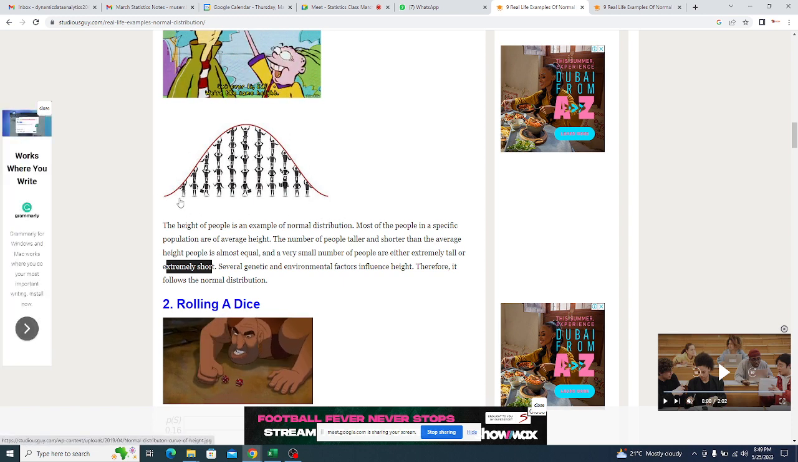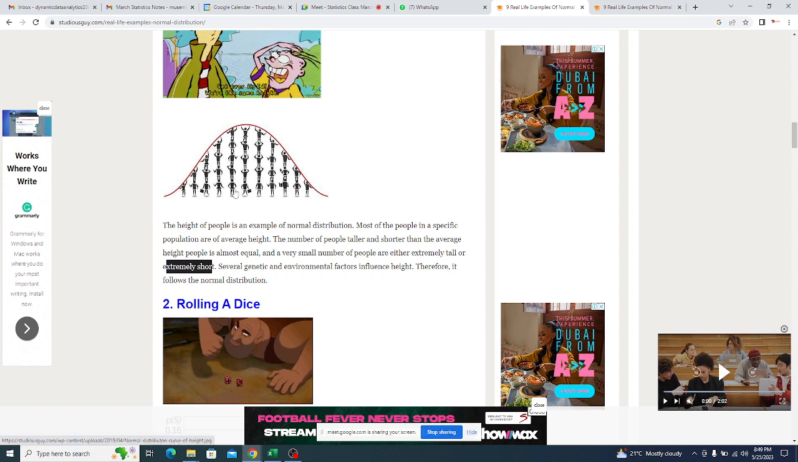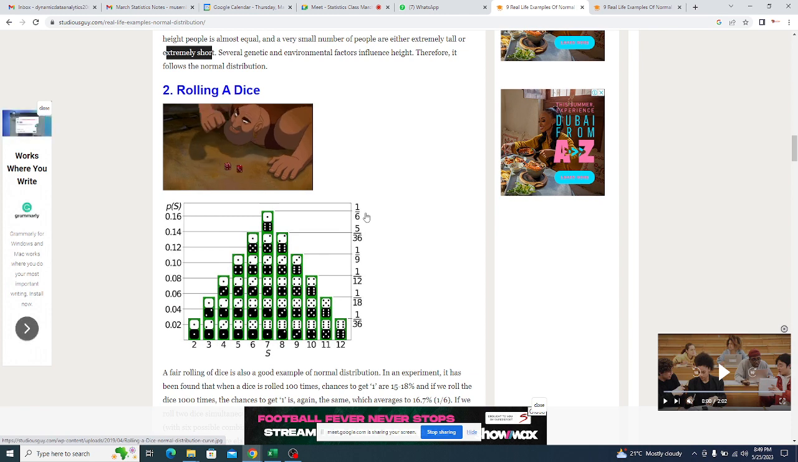Like few people will have extremely short height. Then most of the people, and you can see between this point you're having very many people, so many people have average height. And then also a few people will have extreme height.